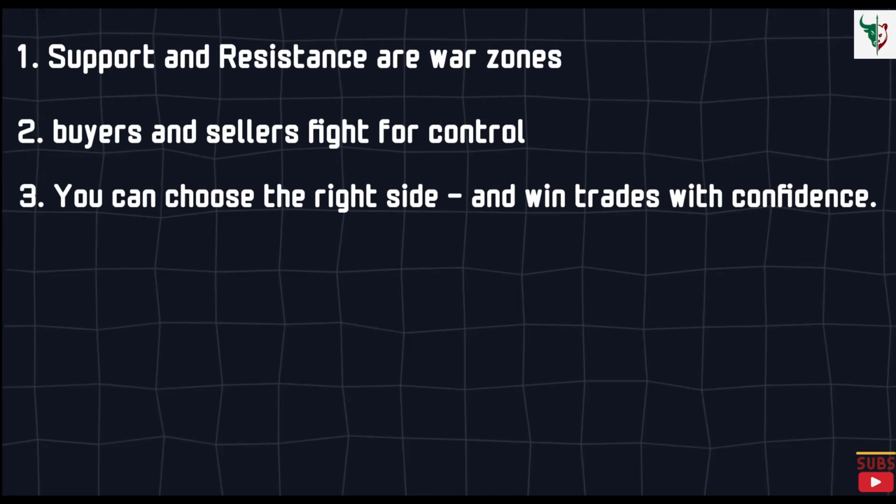Let me close this with one important truth. Support and resistance are not just lines. They are war zones, places where buyers and sellers fight for control. If you can see where the battles happen, you can choose the right side and win trades with confidence.